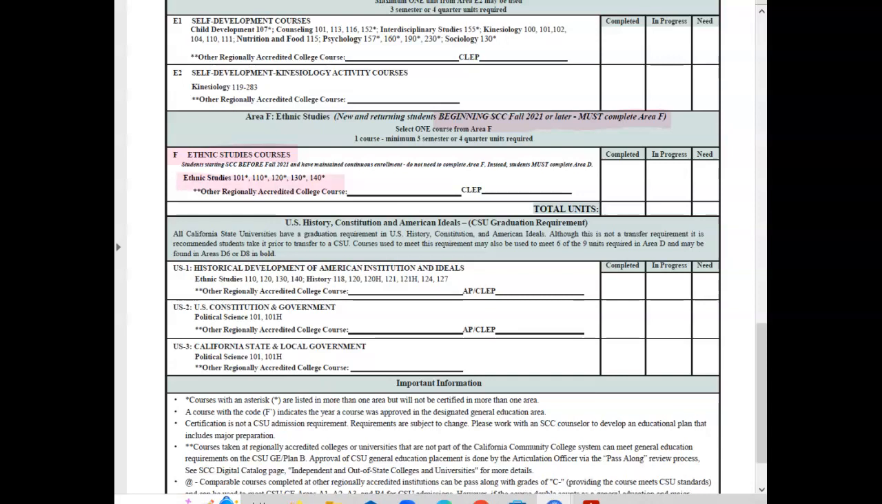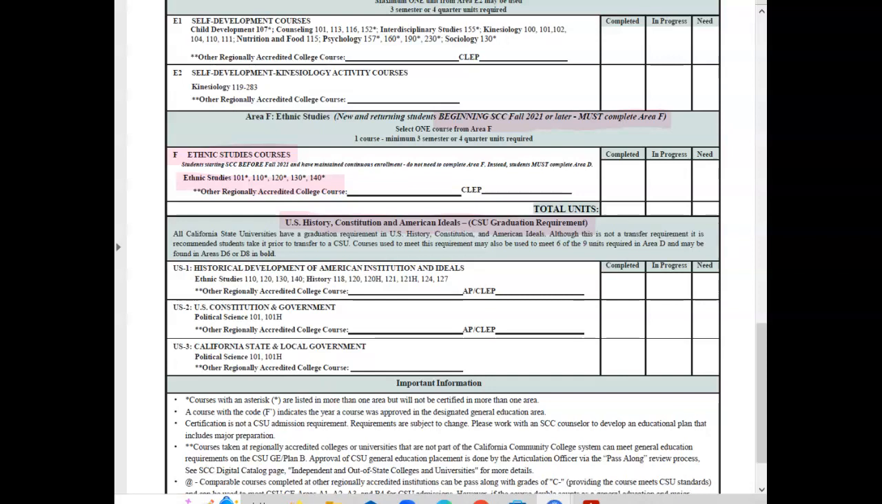And then the Cal State system has a U.S. History, Constitution, and American Ideals requirement. This is their CSU graduation requirement. So if you take the U.S. History or Ethnic Studies requirement at SCC, then you're not bound to that requirement when you transfer to the Cal State system. And you have to do political science as well.